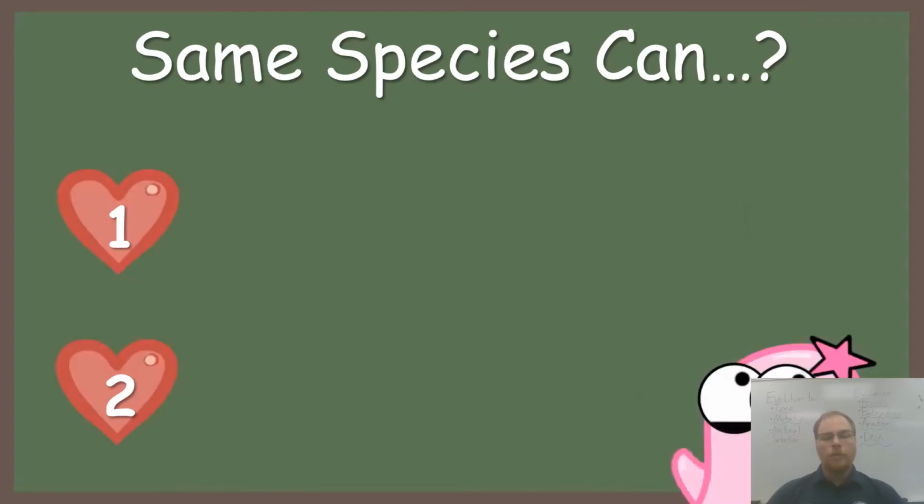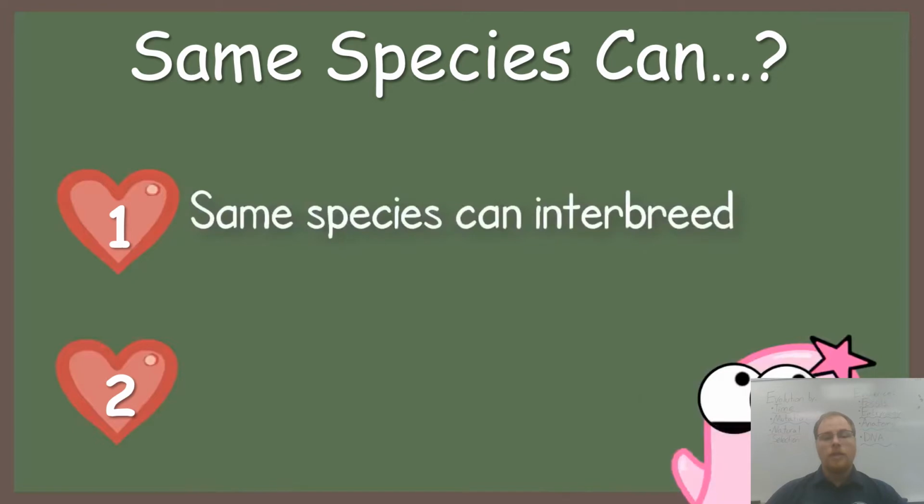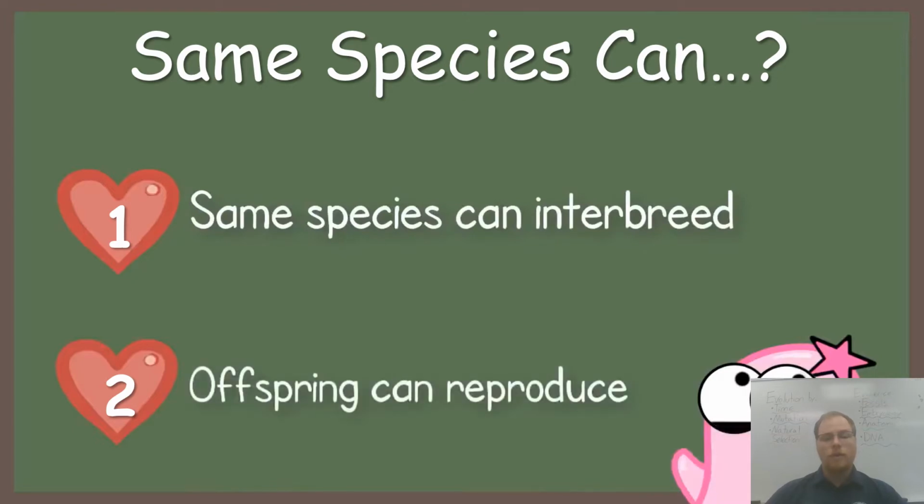Some of you may remember this, but species have a very particular definition. Things that qualify as species are, number one, that they can interbreed with each other, and number two, that their offspring can reproduce. Horses and donkeys, for example, can make mules, but mules are not a species because they cannot reproduce and make more mules.